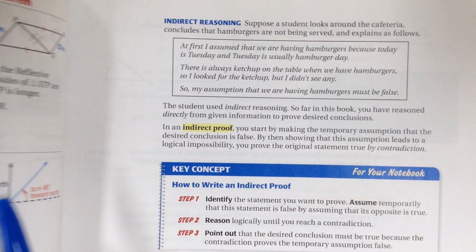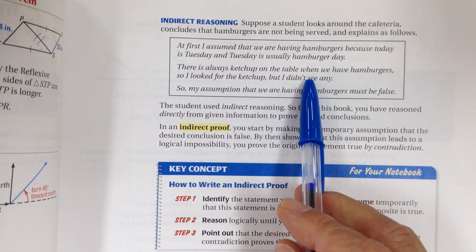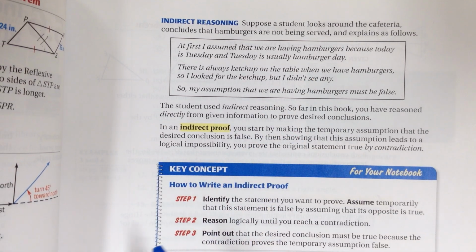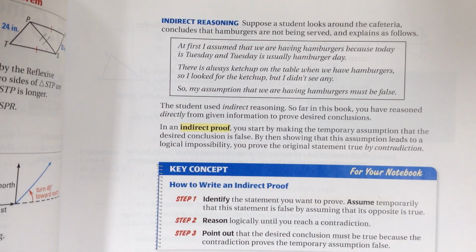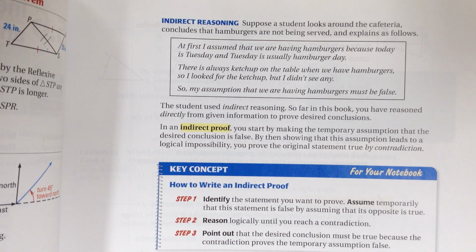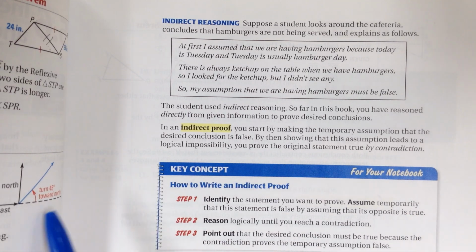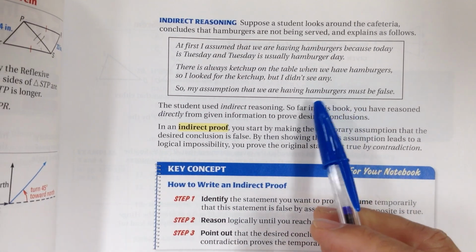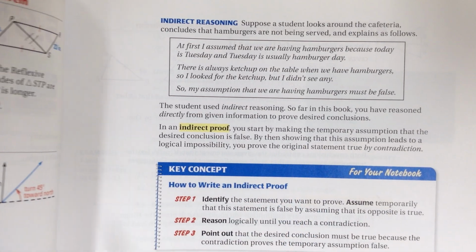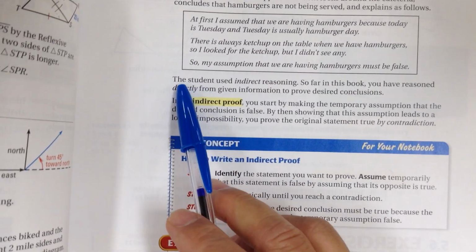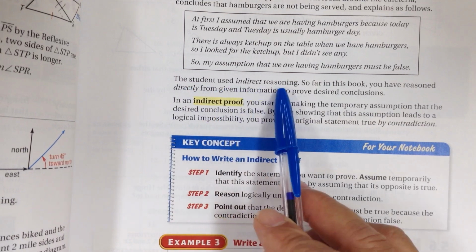Now one thing to be careful about is that he didn't see any ketchup. It could be that at that particular moment the ketchup ran out and they are in the process of replenishing it, right? It's possible. So you have to be careful with indirect reasoning, but most of the time it's okay. It says the student used indirect reasoning.